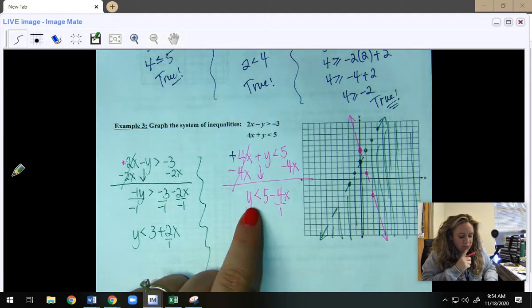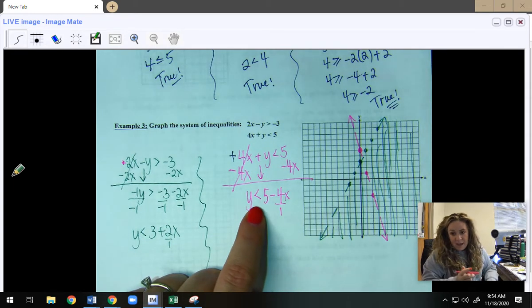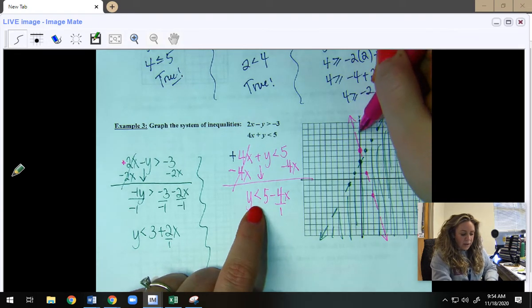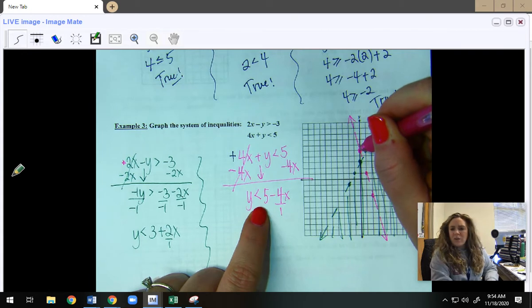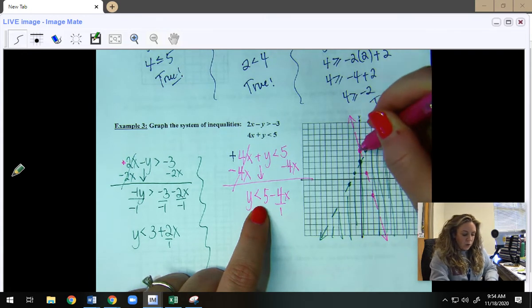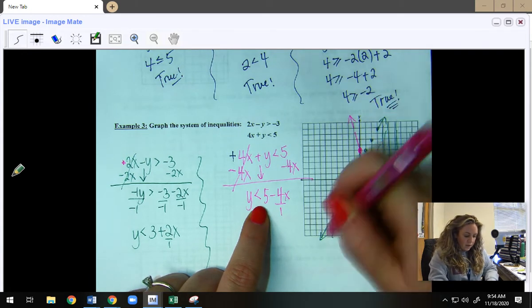Okay, so this says y is less than. So I'm going to travel down my y-axis to my y-intercept and my pink line, and it says y is less than. Well, where is y less than where I am right now? Oh, it's down. So it's all of this stuff down here.